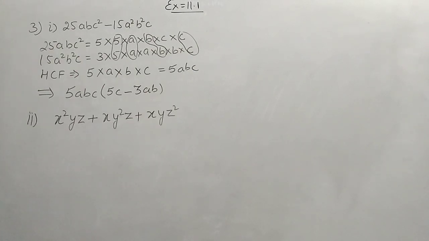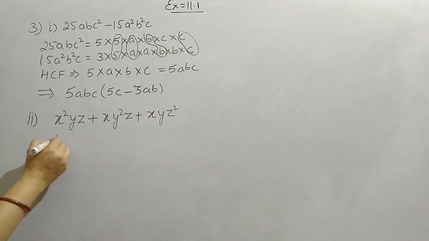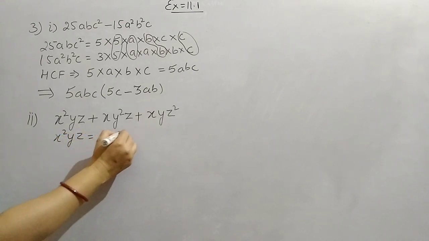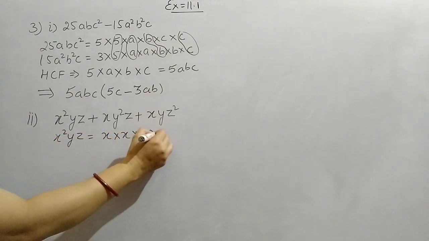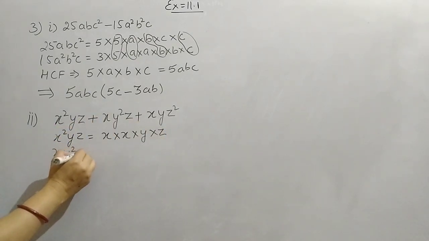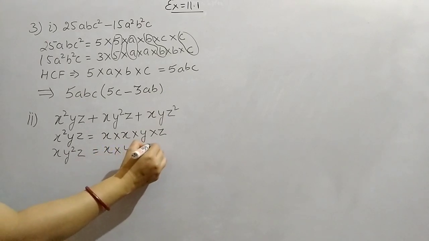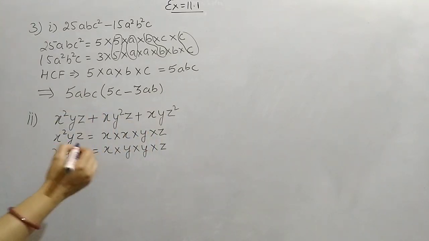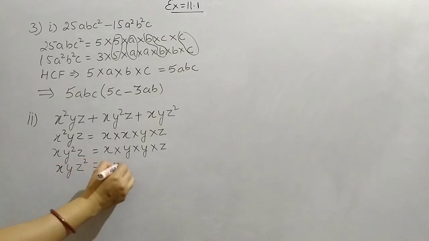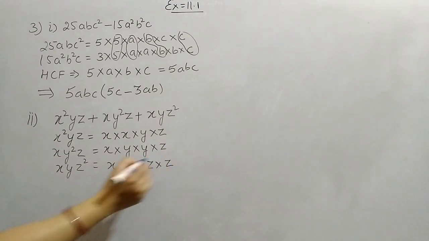Next, second part of third question. Here we have 3 terms, so all the 3 terms we will split out. x square yz, which we can write x into x into y into z. Second term we have xy square z, so x into y into y into z. And third we have xyz square, so x into y into z into z.